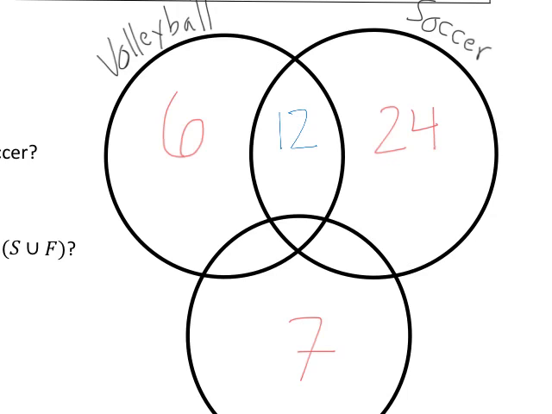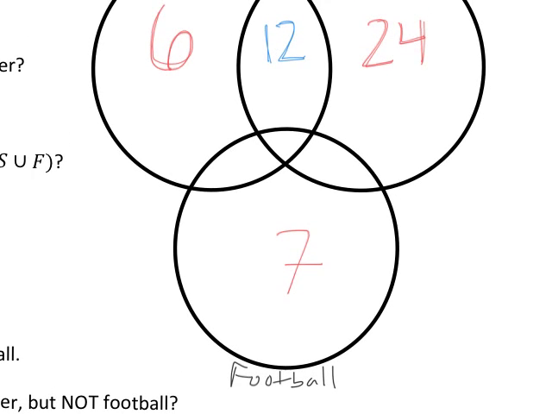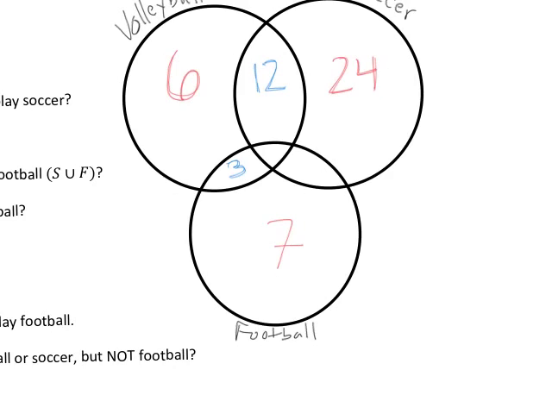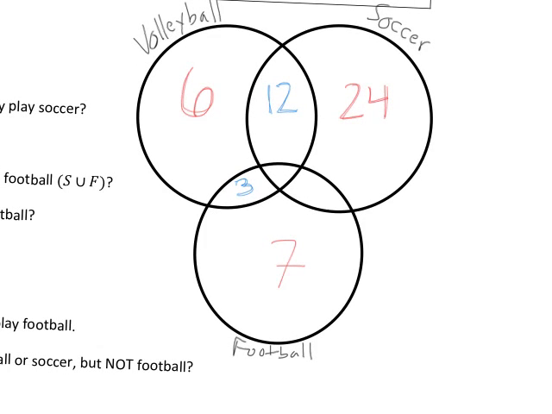Alright, when it's just in the volleyball circle, like this one, this means that only 6 students play volleyball, only 24 play just soccer, but 12 play both volleyball and soccer. Well, how many students play volleyball and football? 3. That goes where it overlaps. So see how it's the top of the football circle and the bottom of the volleyball circle? And then we say, how many students play soccer and football? Well, that's 14 students. Play both soccer and football.